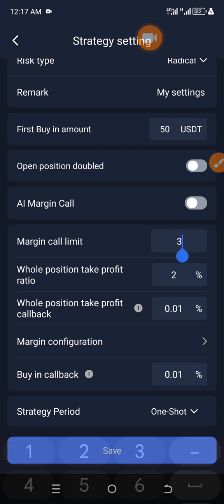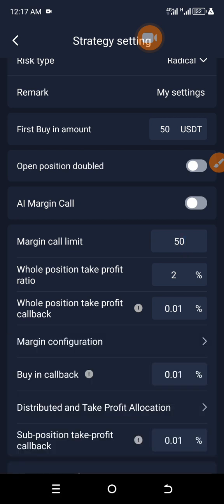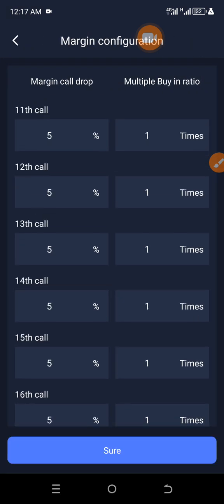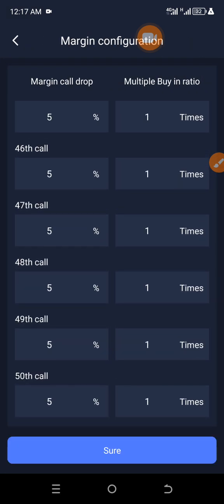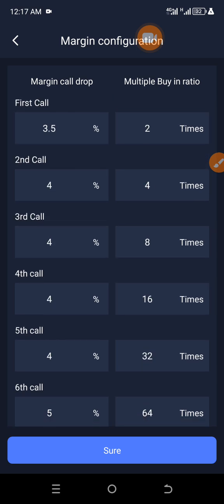Now let's go back. If I change it to 50, now when it comes to the margin configuration, it is 50. Look at the last one, 50. Now we use 50 margin calls. My team, that's what I use, 50 margin calls, because we don't want any surprises.